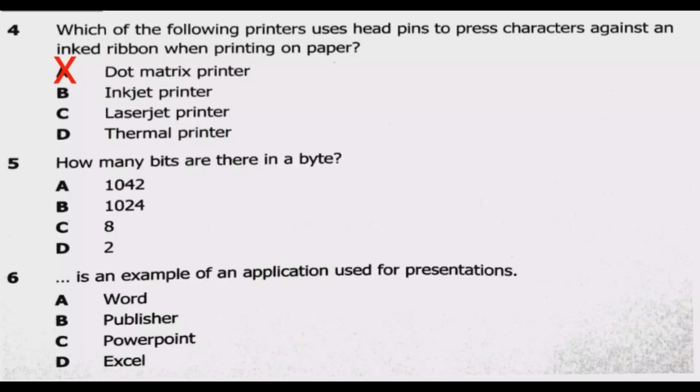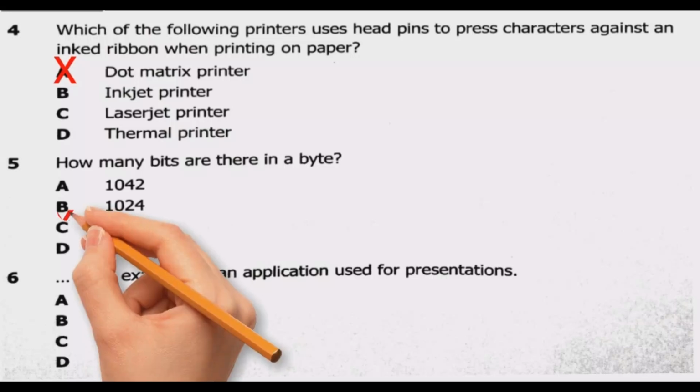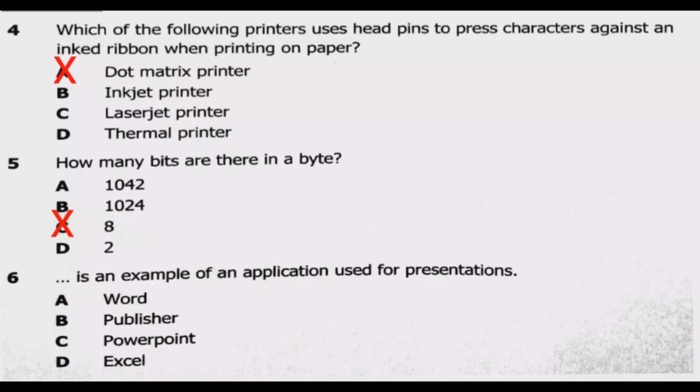How many bits are there in a byte? The correct answer is C. There are 8 bits in a byte. We got to question number 6.